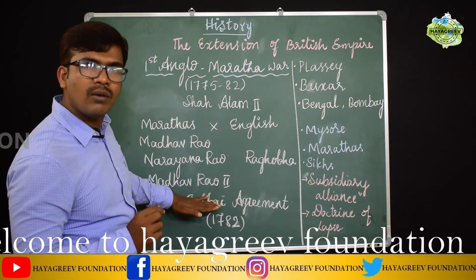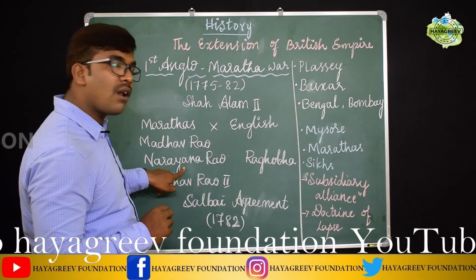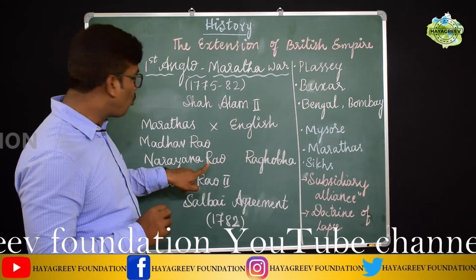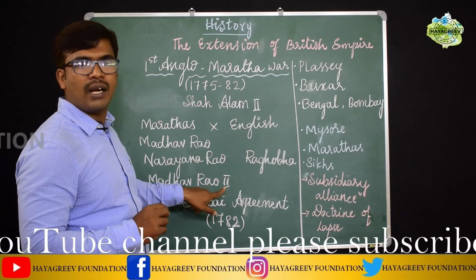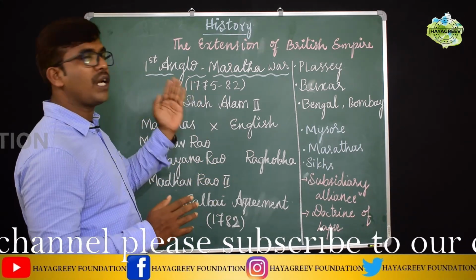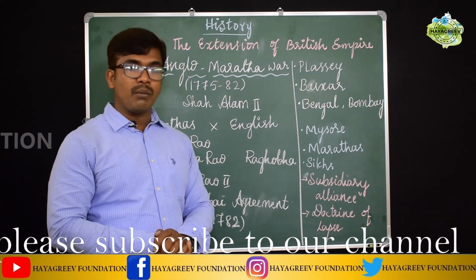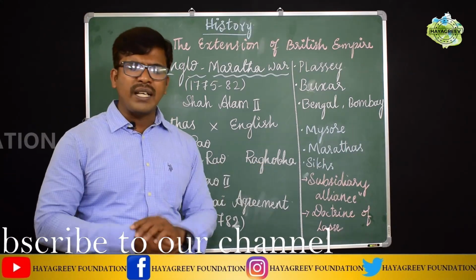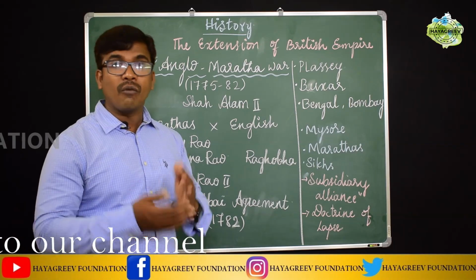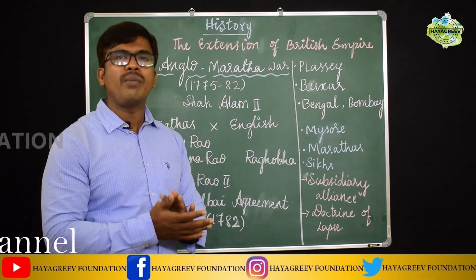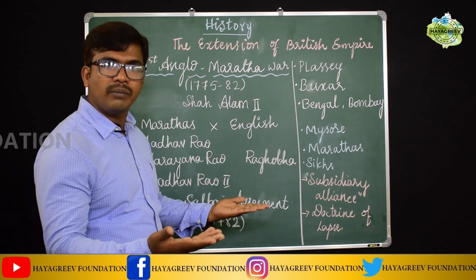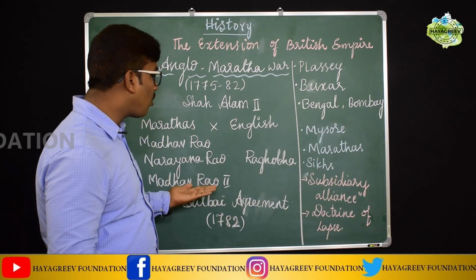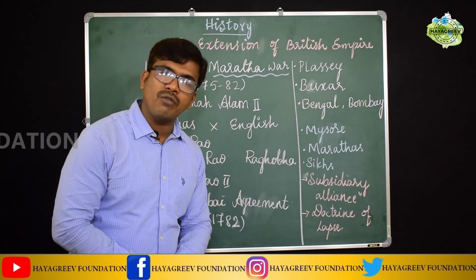Who is this Madhav Rao II? He was the son of Narayan Rao. Soon after the death of Narayan Rao, his son Madhav Rao II was appointed as the Peshwa of the Marathas. But Raghoba was very disappointed by this. Why was he disappointed? Just to become the Peshwa, he killed Narayan Rao, but later the result was different. Madhav Rao II became the Peshwa of the Marathas.